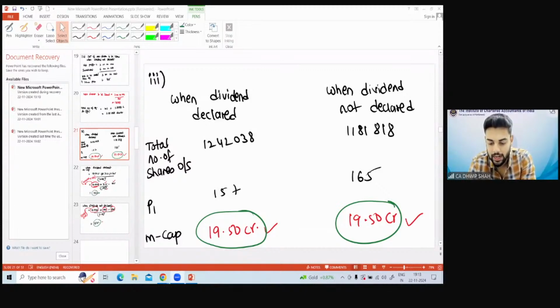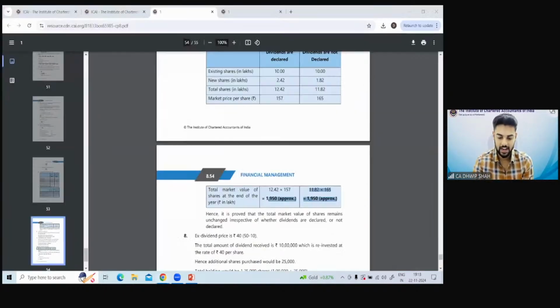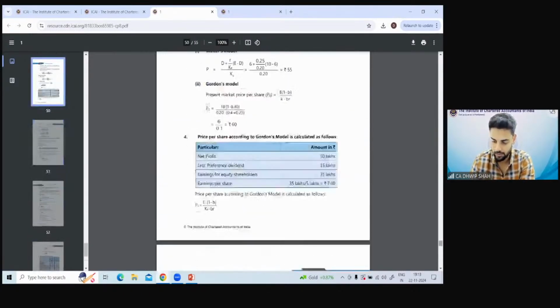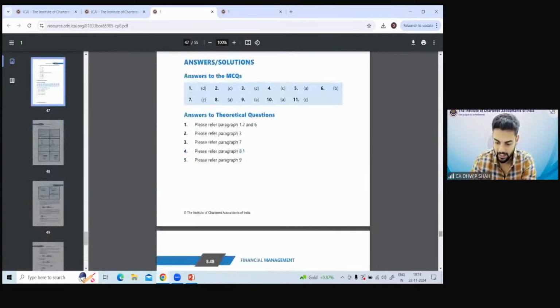Like I told you, 19.5 is the approximate market cap at the end of year 1. So both methods are valid. Okay? So let's try to solve another question using the discounted method. Let's solve one more practical problem, but now using the other method, so that you get clarity on both parts.